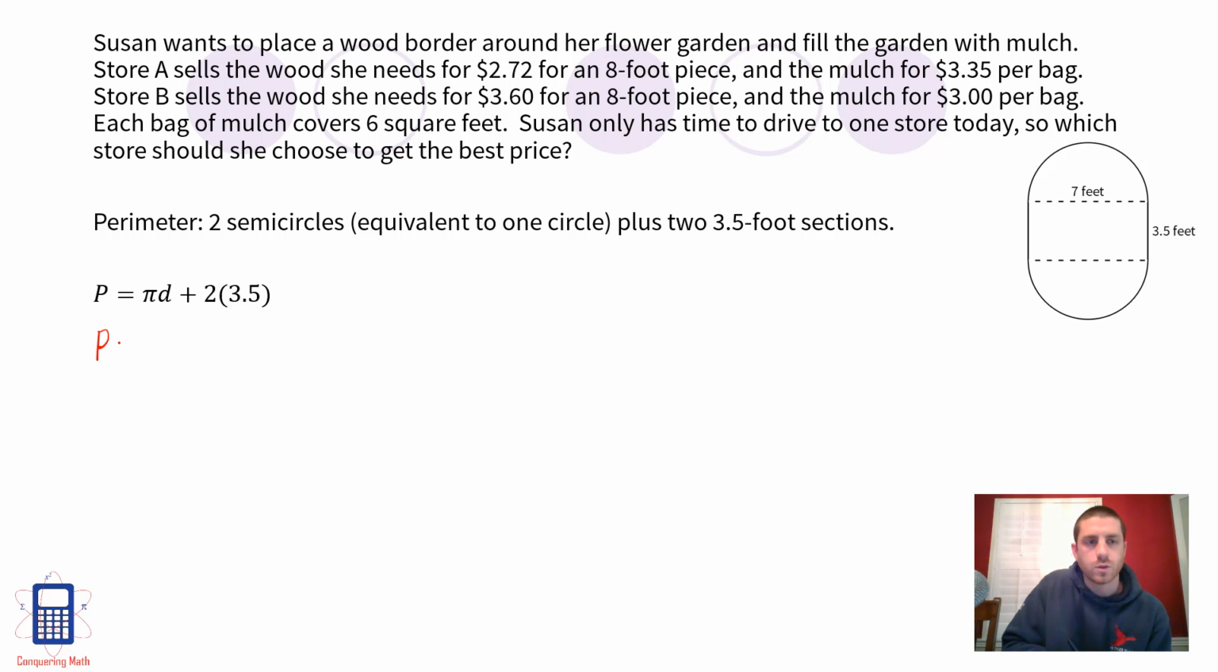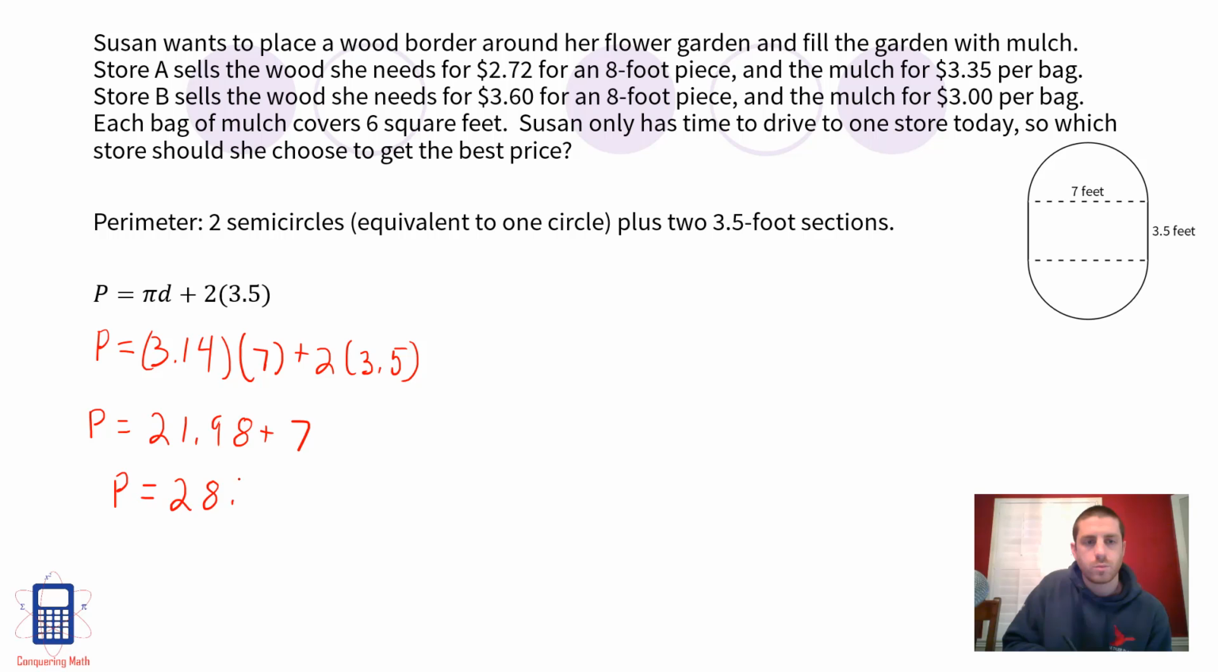So now we'll have perimeter equals, and instead of pi, we'll use 3.14. D is the diameter, which in this case is 7 feet, plus 2 times 3.5. 3.14 times 7 is 21.98, plus 2 times 3.5 is 7. And if we add those together, we get a total perimeter of 28.98 feet. So that's the whole perimeter, but remember that she buys the pieces of wood in 8-foot sections here.